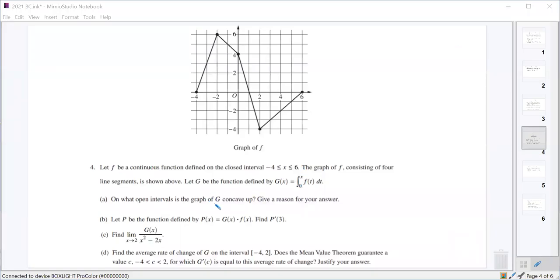And then we want to find out if g is concave up. So g is the integral from 0 to x of f. What is g prime then? Just f. And what is g double prime? So we want g double prime, which is f prime, to be positive, to be concave up. So anytime that the slope of this thing is positive.